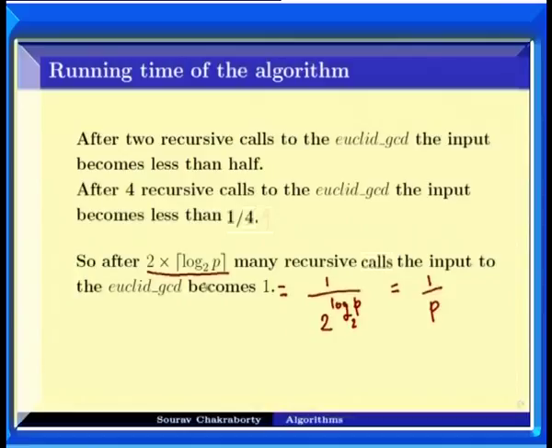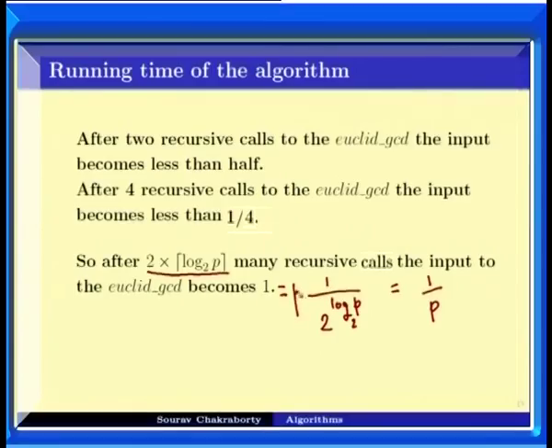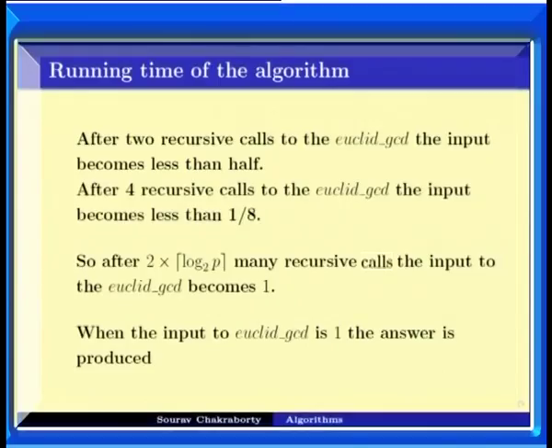So after 2 times log P base 2, the input becomes 1 by P of its original. And what was the original? The original was P. So this equals P times this quantity, which is 1. So after the input becomes 1, the answer will be produced, because 1 will divide the other number, and in that case the algorithm will output 1 as a GCD.